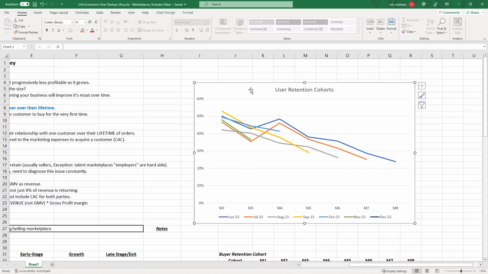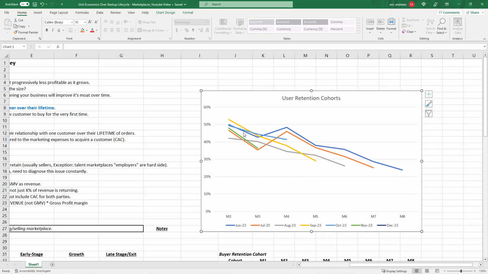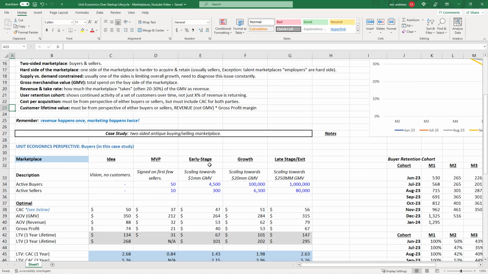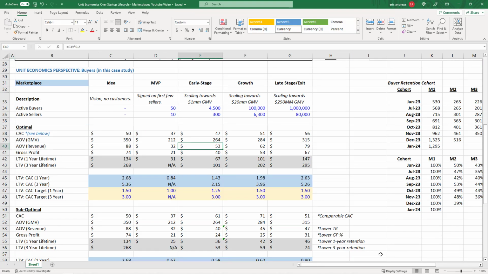And this is going to be the best way for you to really understand, on the buyer and also on the seller side, are you seeing a decline in retention on any side of the marketplace, or are you seeing really strong retention? That's going to help you understand what's driving your unit economics and also what's driving your revenue growth. Okay, so let's get back to the early stage.